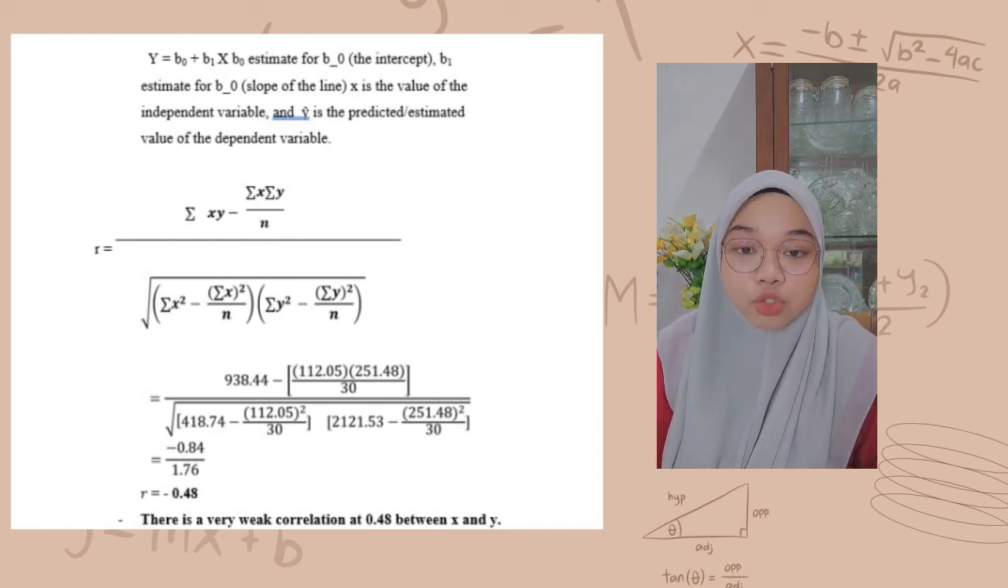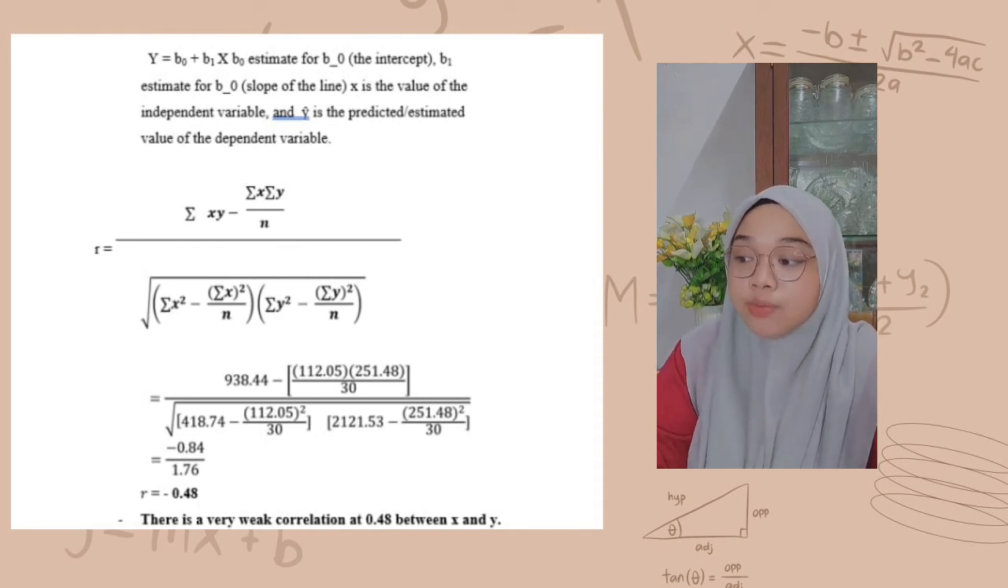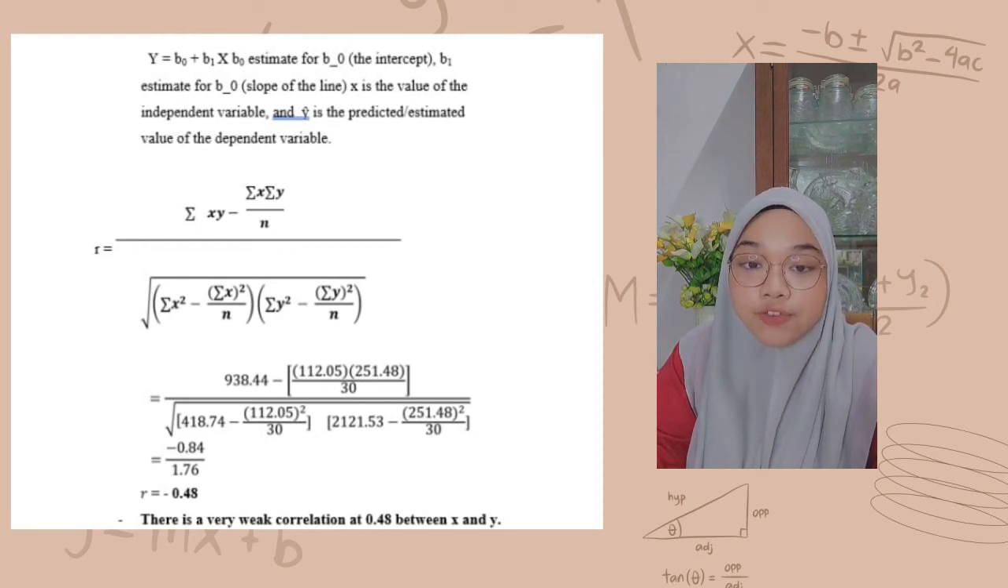Today, I want to continue part B, question number 3. So, this is the amount for the 5 columns. First, we have price for fresh, which is 112.05. Second column, demand for fresh detergent, we have 251.48. Third column, x power 2, we have 418.74. The fourth column, we have y power 2, which is 2121.53. And the fifth column, we have 938.44.